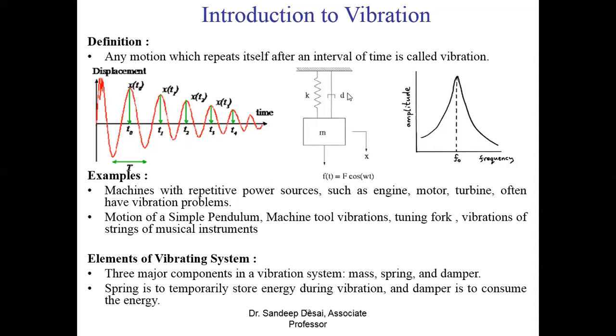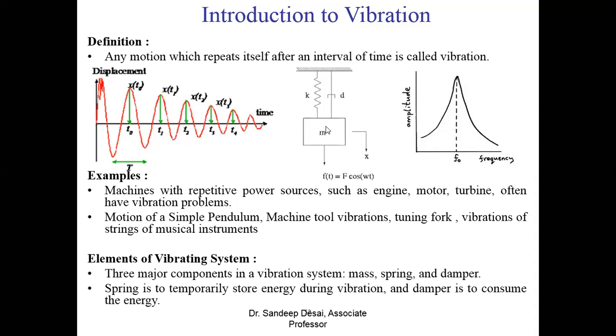Damper has damping coefficient C, and mass has magnitude in kg. Damping coefficient is in Newton second per meter, which we are going to discuss afterwards. So spring with stiffness, damper with damping coefficient, and mass which is the system mass. The system which is vibrating, the mass of that system is mass m here.